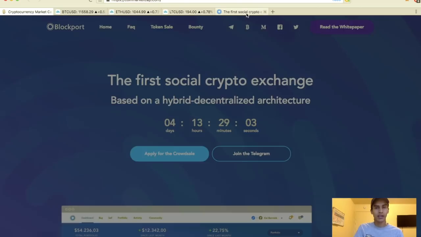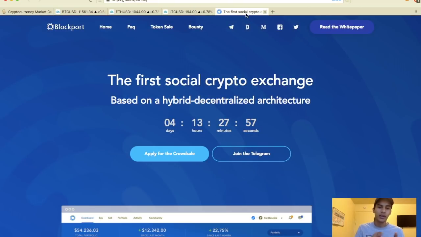Really quick. So Blockport, guys. This is the first ever social exchange based on hybrid decentralized architecture. And basically this ICO is really, really focusing on user-friendliness, social trading, and being able to build a knowledge-sharing community.